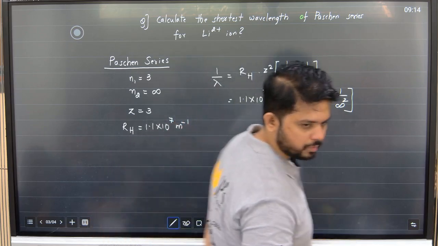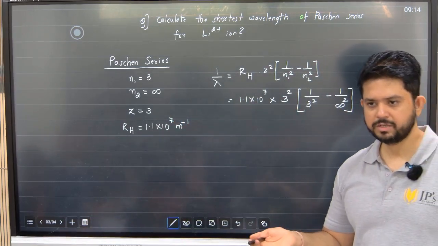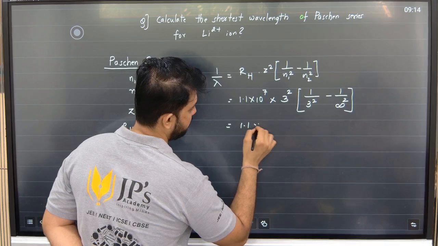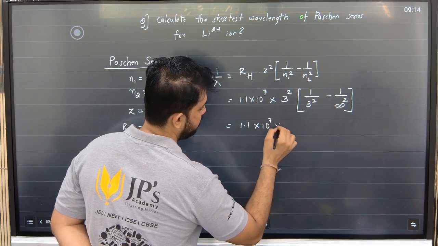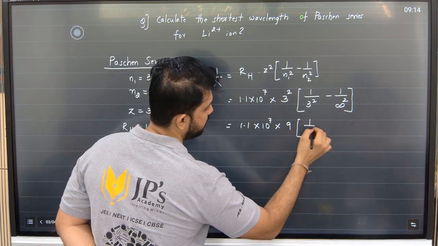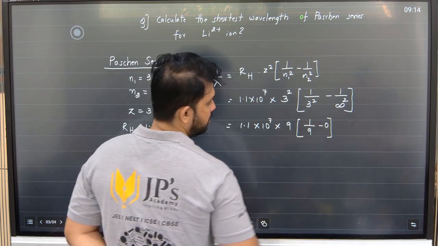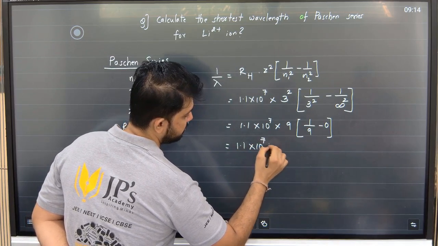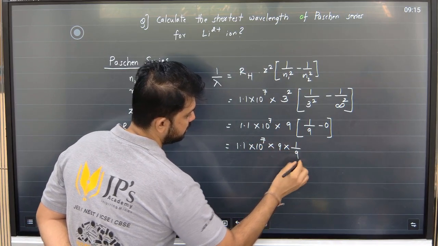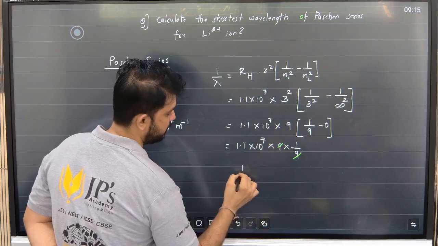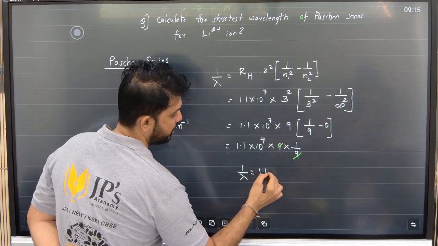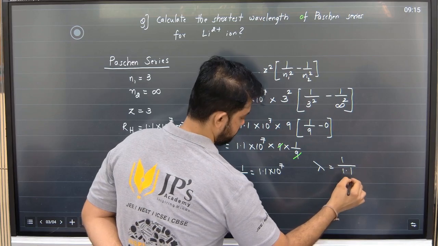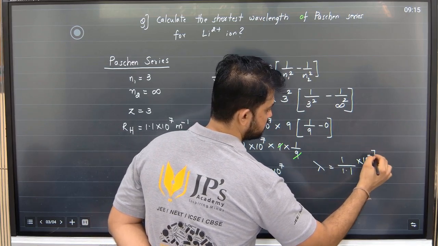So can someone tell me what is 1 upon infinity? Infinity square is infinity, that will be 0. Excellent. So it becomes easy, this is 1.1 into 10 raised to 7 into 9, and these people 1 over 9 minus 0. So this is 1.1 into 10 to the power 7 into 9 times 1 by 9. This will go away. So what is 1 upon lambda? That is 1.1 into 10 raised to 7. So how much will lambda be? 1 over 1.1 into 10 raised to 7.